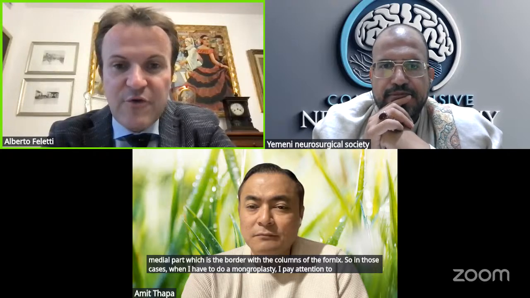Right. So there are some areas which are more risky, and those areas are the posterior part, which is closer to the internal cerebral vein, and the most medial part, which is the border with the columns of the fornix. So when I have to do a monroplasty, I pay attention to avoid those areas if possible when I enlarge the foramen of Monro.